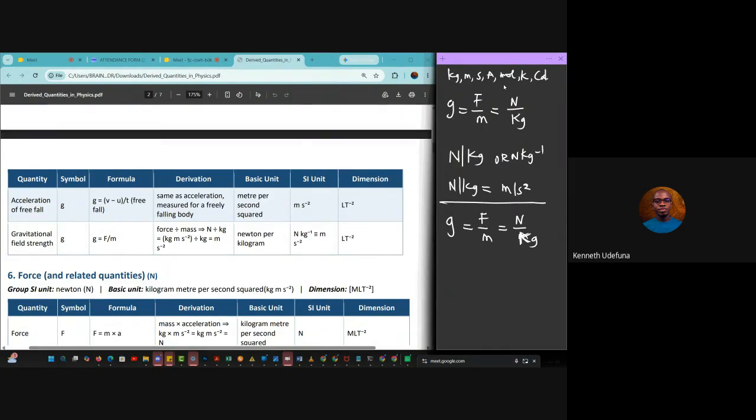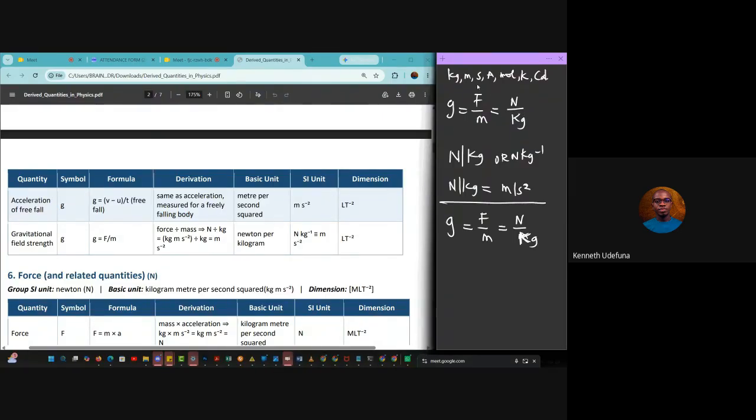What would you do? If you observe that the unit you have is not among the basic units, you cannot get a dimension. There's no way you can get a dimension. So what you do is continue to break that unit down. Newton is a derived unit.